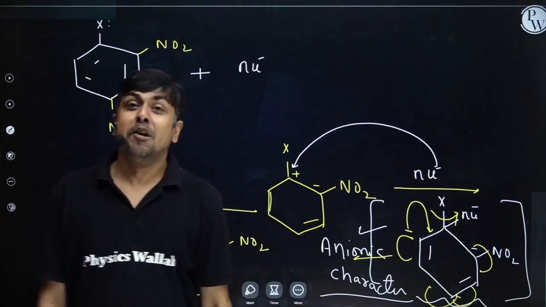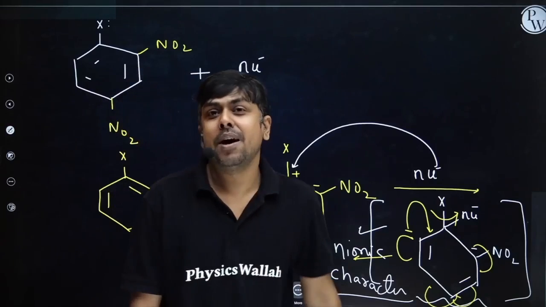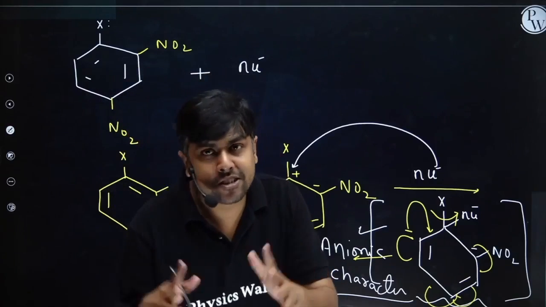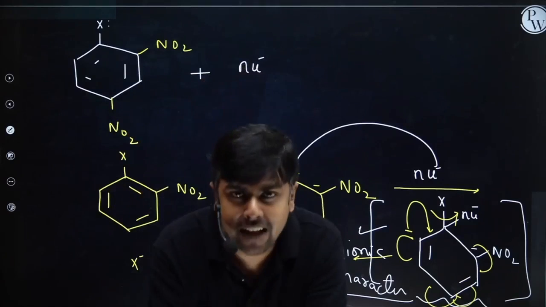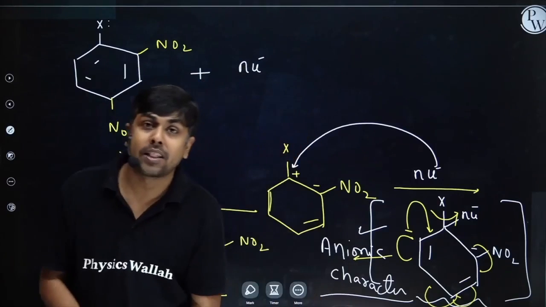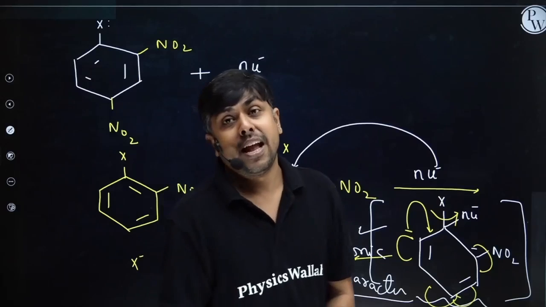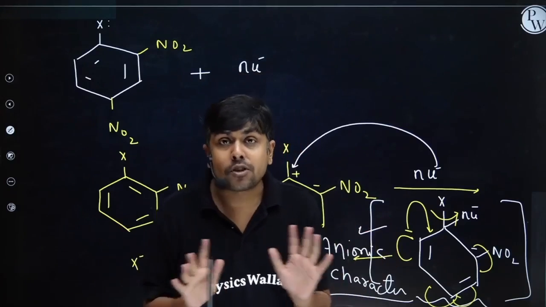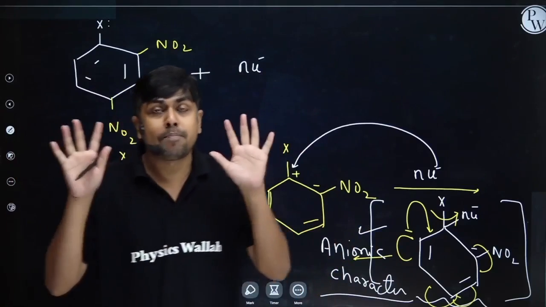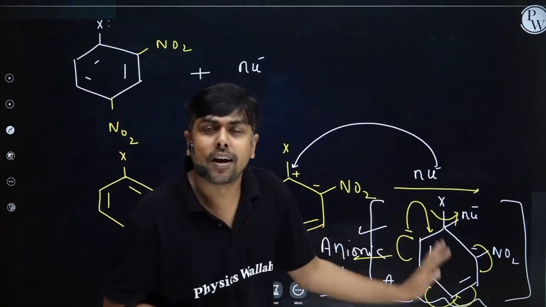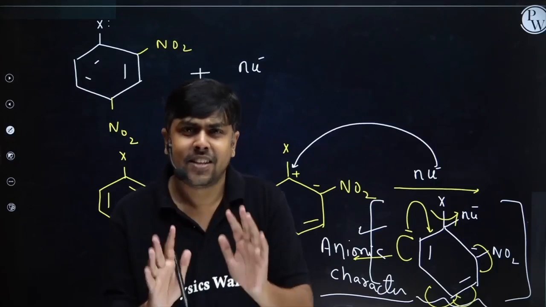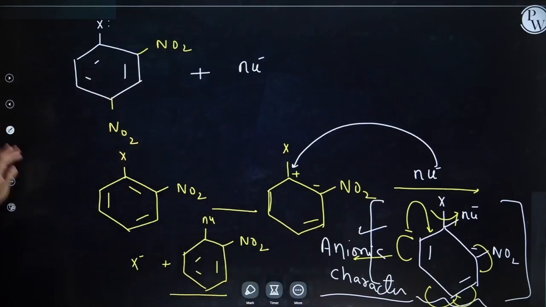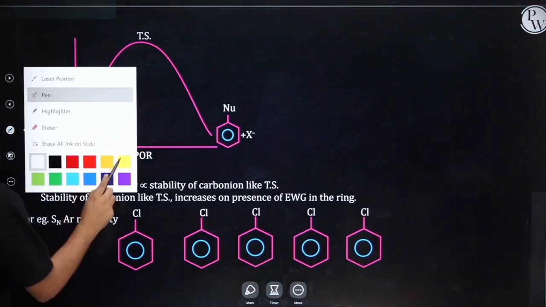Am I clear? So student, if I'm having a halobenzene and it's treated with a nucleophile and it has to occur via the SN-AE pathway, the presence of an electron withdrawing group is mandatory. If there is no electron withdrawing group at the ortho and para position, the reaction won't occur. Am I clear? Now, let's have a look at the potential energy diagram of this reaction.